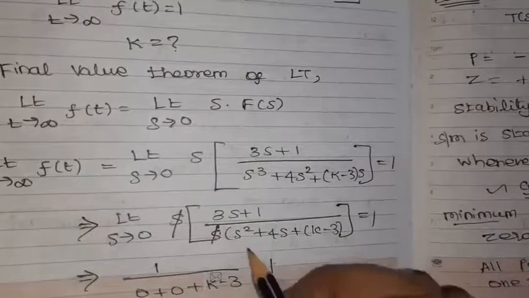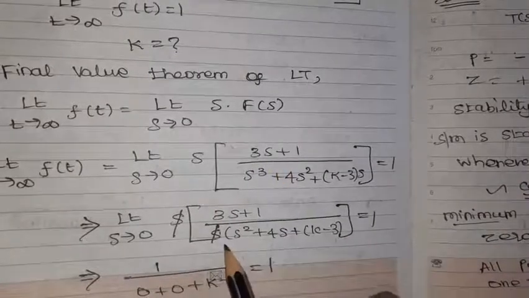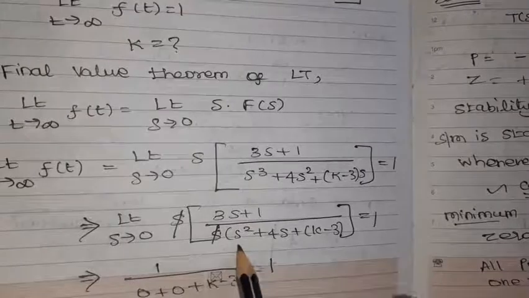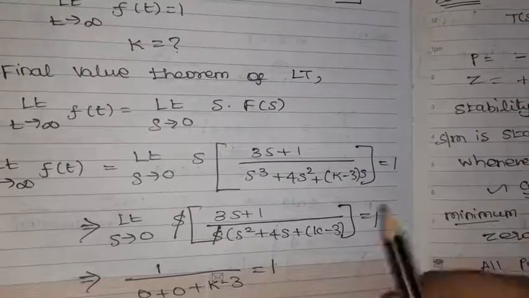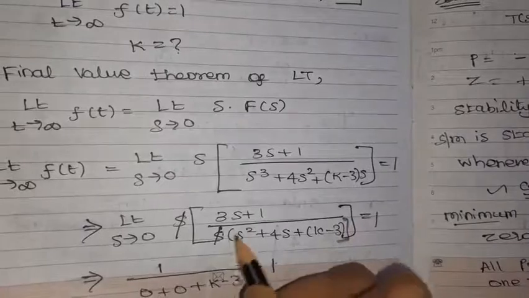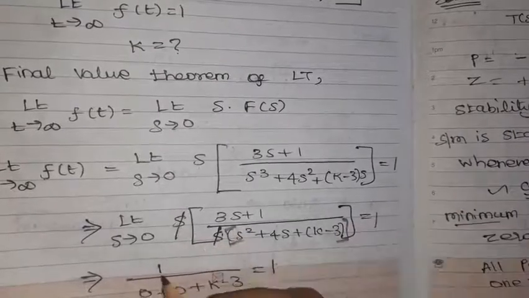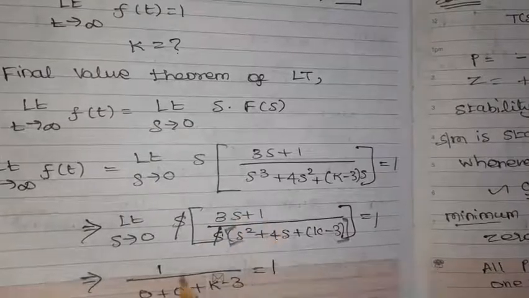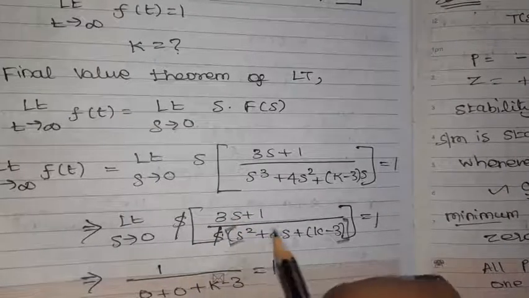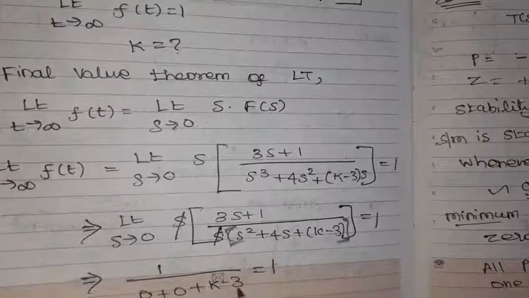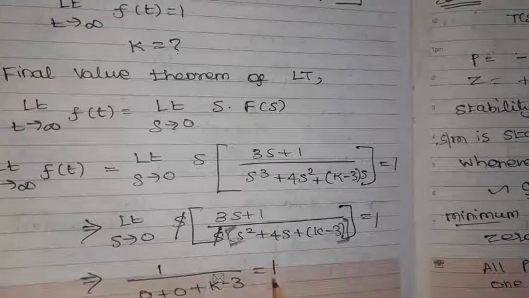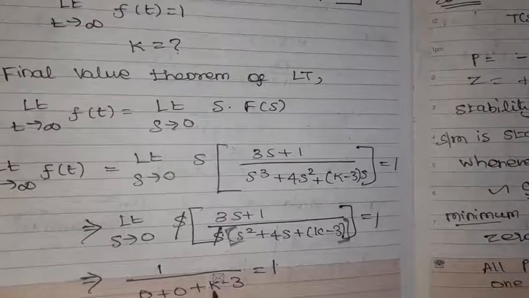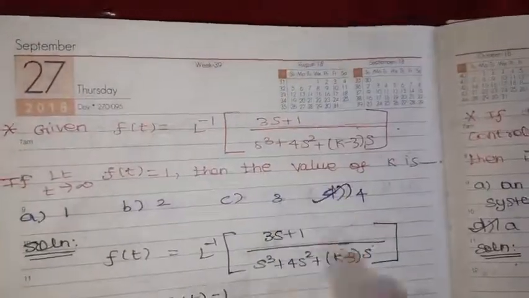So now we are going to take s outside from the denominator: s square plus 4s plus k minus 3. Then s and s get cancelled, then substitute the limit s tends to 0. In the numerator 1 will remain, in the denominator this term is 0, this term is 0, simply k minus 3. So 1 by (k minus 3) is equal to 1. Then 1 is equal to k minus 3, so k is 1 plus 3, that is 4. The k value is 4.